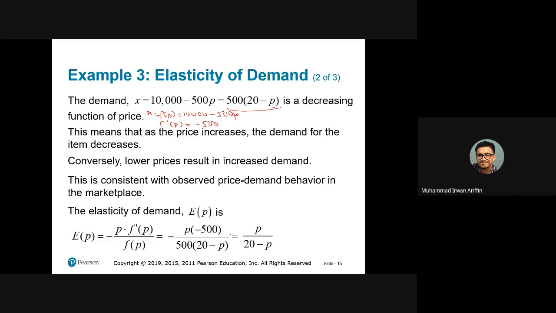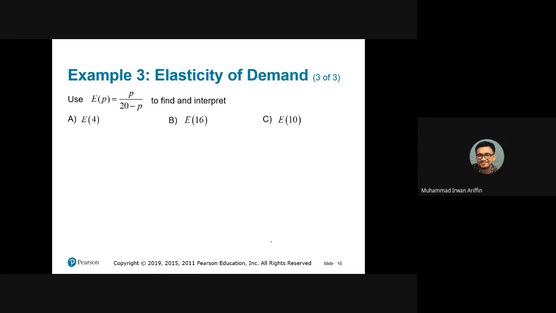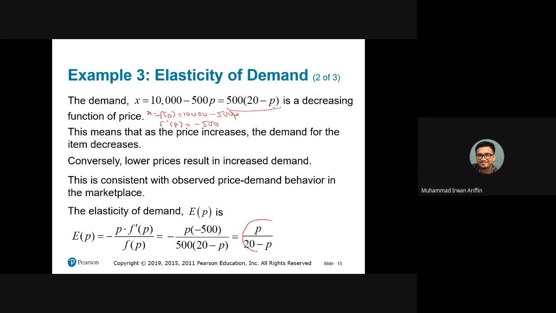So we can cancel these out, 500 and 500. And the negative sign here cancels out this negative sign. So we have P over 20 minus P. So this is our elasticity of demand for this specific relationship.